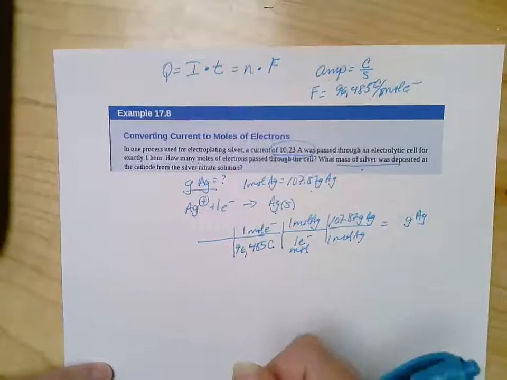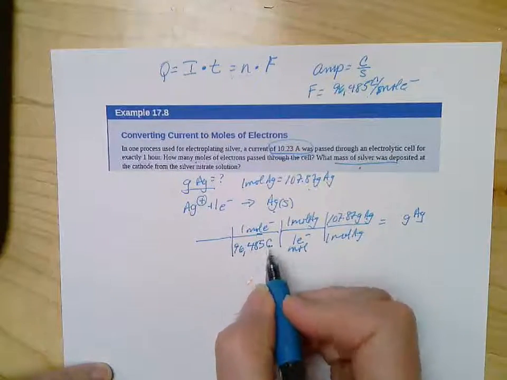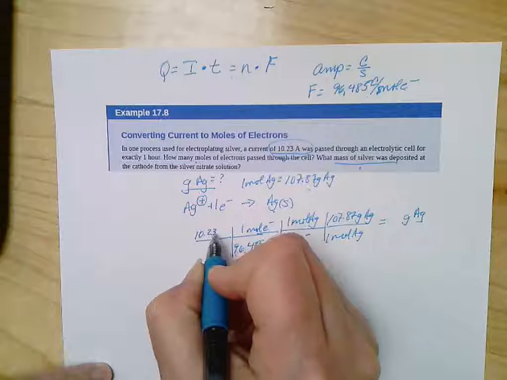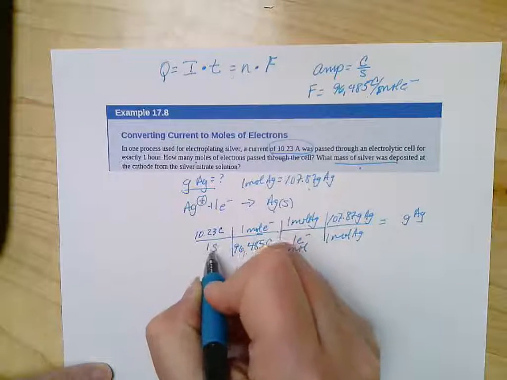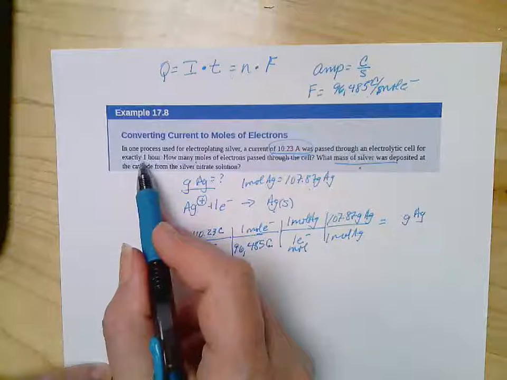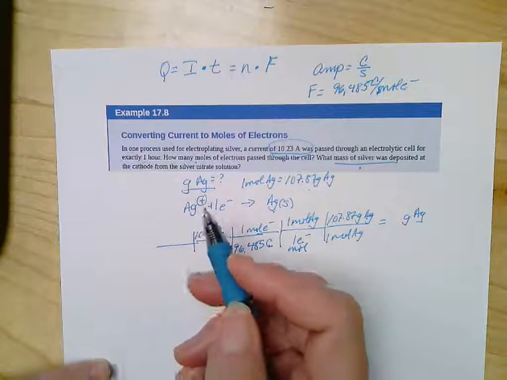And then in the problem, it tells me I'm using a certain number of amps, which an amp is a coulomb per second. So I want the coulombs to cancel. So it'd be 10.23 coulombs for 1 second.